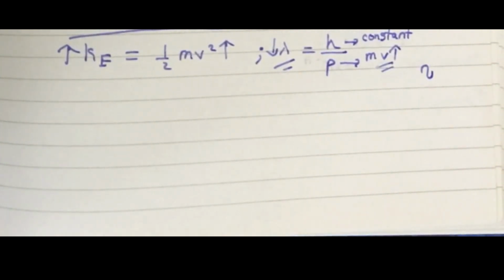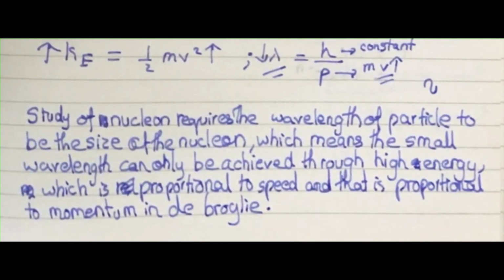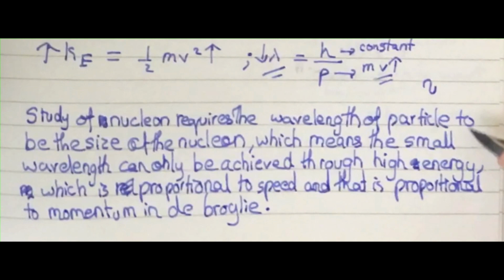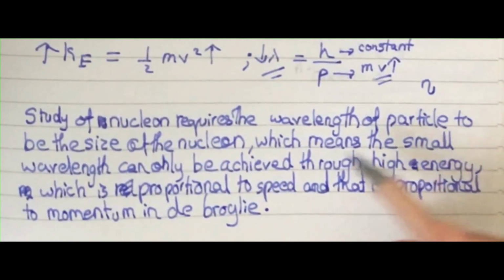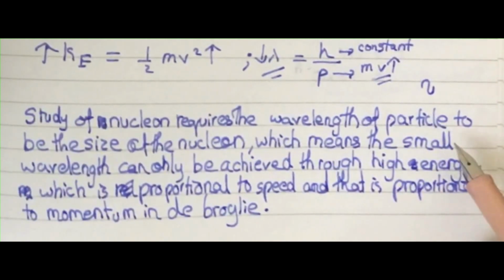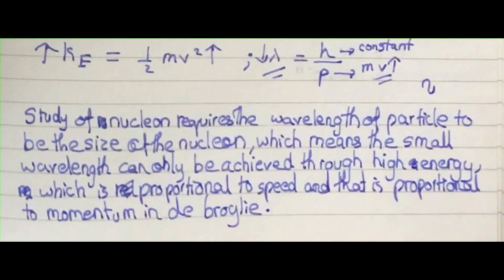So let me write the sentence out. Okay, I have written the sentence: study of nucleon requires the wavelength of the particles to be the size of nucleon. The size of nucleons is very small, which means you need to achieve a small wavelength because the nucleon is very small.